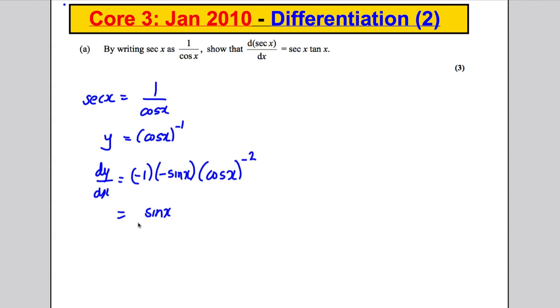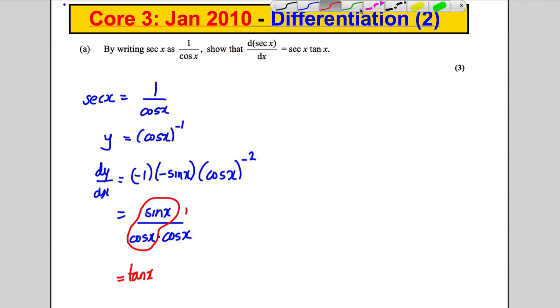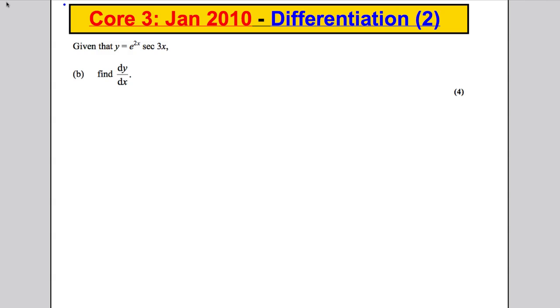Cos x to the minus 2 is 1 over cos squared, which is like a cos x times cos x on bottom. Now, you can think of sine x over cos x as being tan x, and you can think of a hidden 1 here, and you can think of 1 over cos x is equal to sec x, and you've got your answer, sec x tan x, as you required. So dy by dx is sec x tan x. B, you're given that y is equal to e to the 2x sec 3x, find dy by dx.